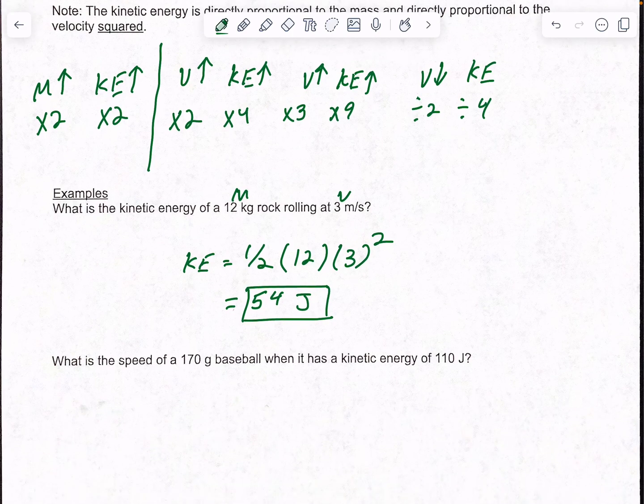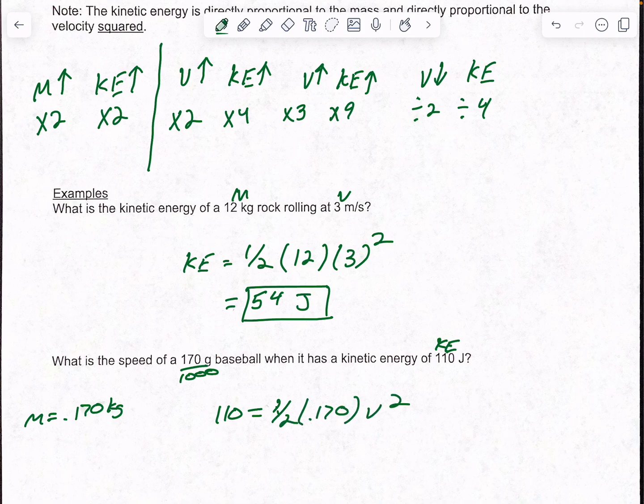Now it says, what is the speed of a 170-gram baseball? I need mass in kilograms, so I'm going to divide this by 1,000. That ends up being 0.170, so mass equals 0.170 kilograms. It has a kinetic energy of 110 joules, so I gave you KE right here. So we're going to plug in. 110 equals 1/2 your mass, 0.170, and V squared.